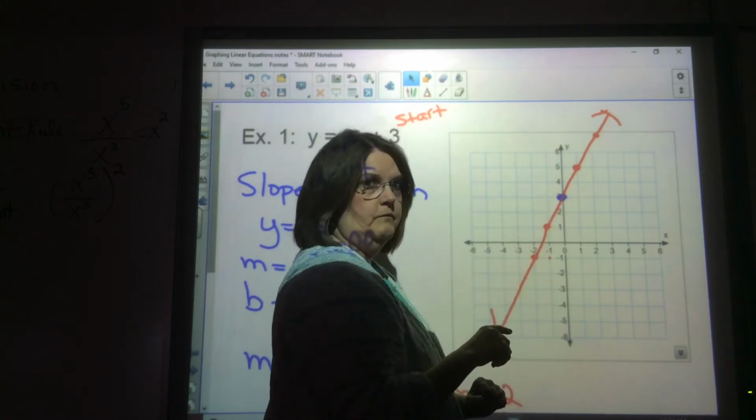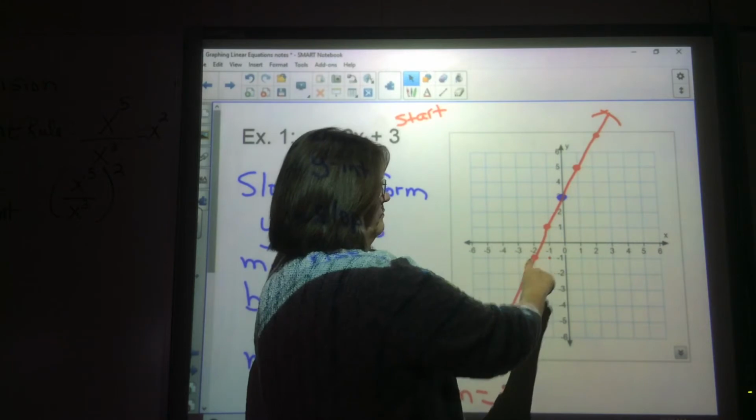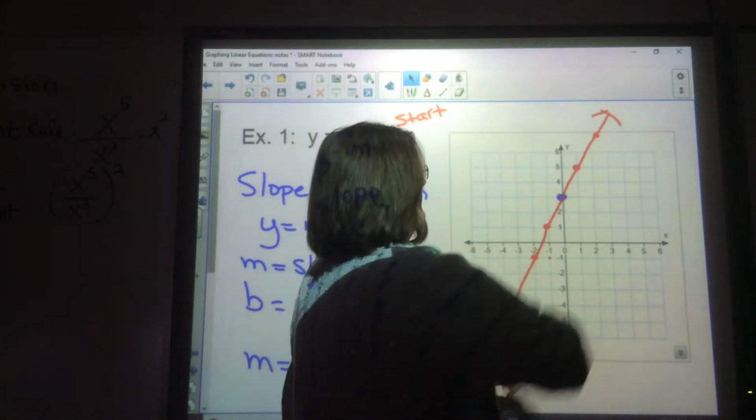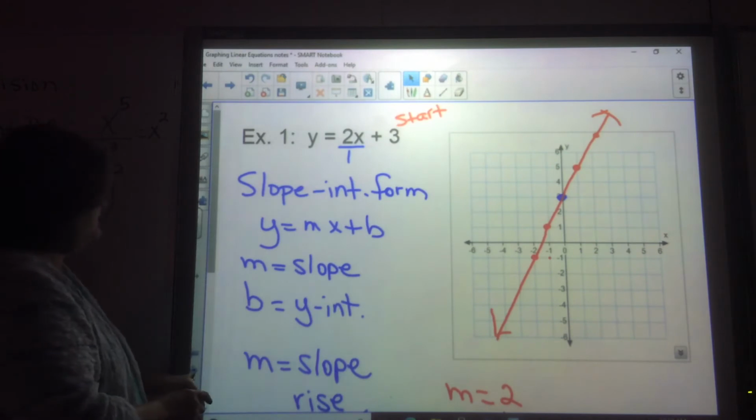The opposite of up and right is down and left. So down 2 to the left 1, down 2 to the left 1. It's going to make a line. Now you draw your line. And you didn't have to have a table. This is a quick way to graph.